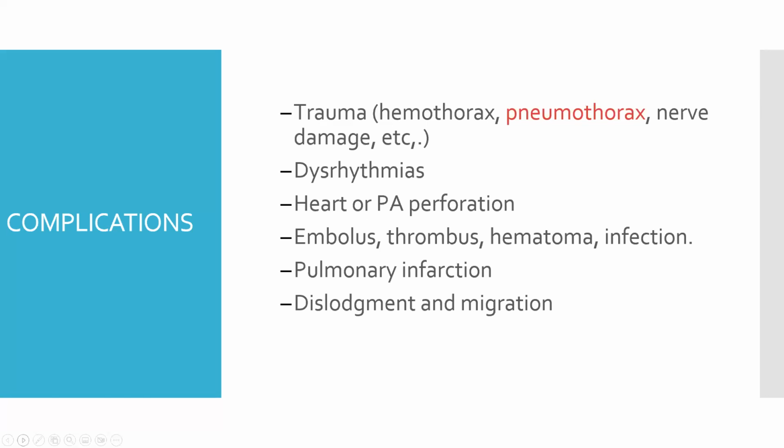Embolus, thrombus, hematoma, infection. Pulmonary infarct, where we're talking about something that happened. There could have been some plaque on the pulmonary artery, which is really a vein, that was flecked off, and now it has resulted in a downstream pulmonary infarction. Not good either. Dislodgement or migration of the catheter itself can be an issue.